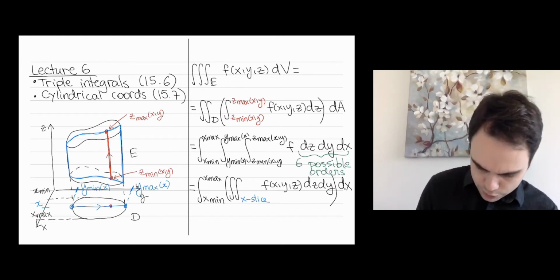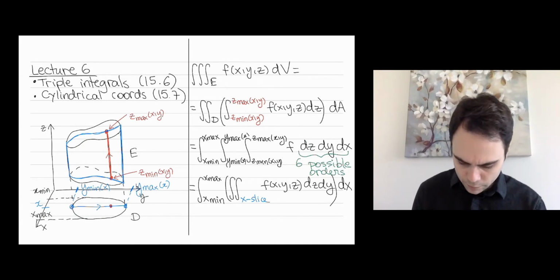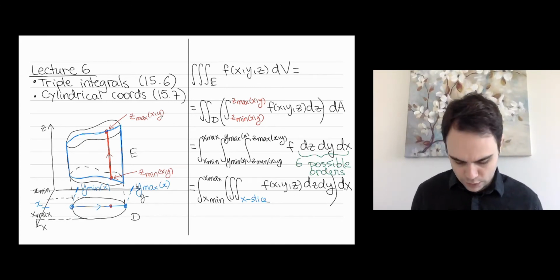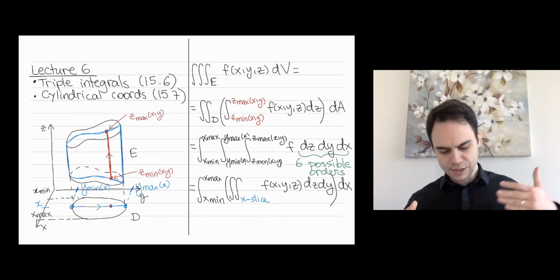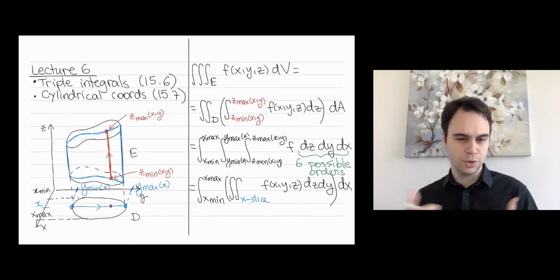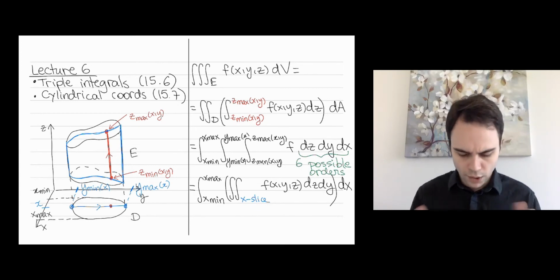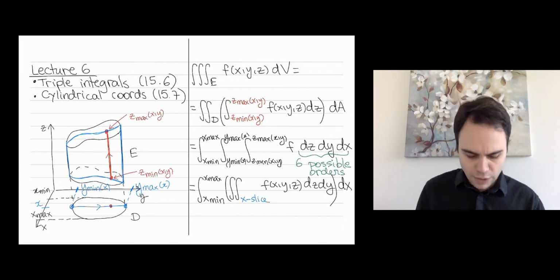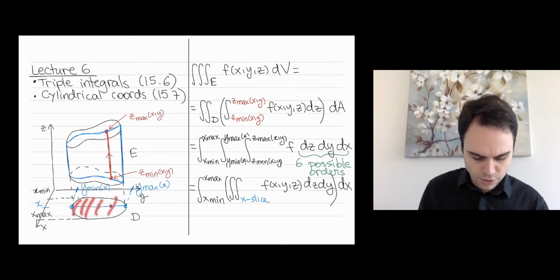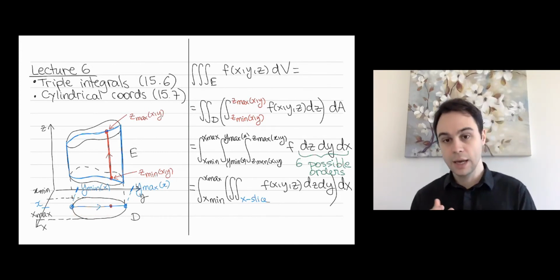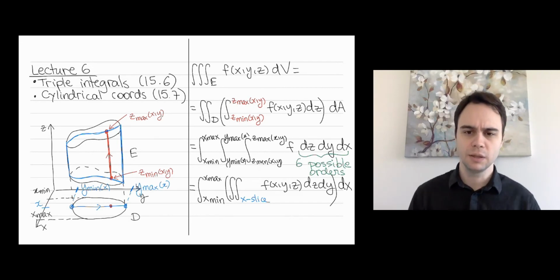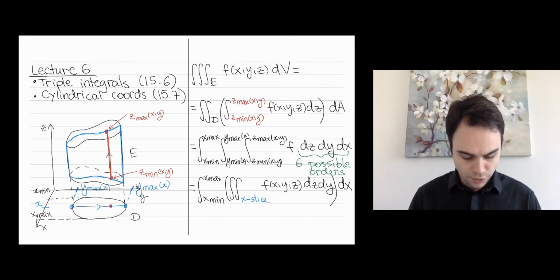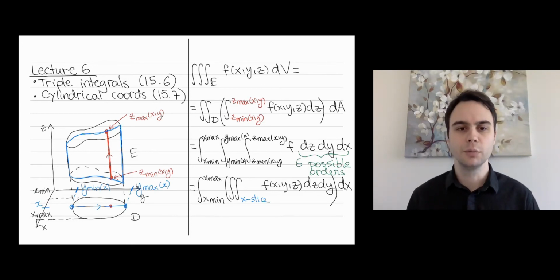And this corresponds to working, instead of with x slices, with y slices or z slices. Or I could be looking at the projection of my region not onto the xy plane, but onto the yz plane or onto the xz plane. Okay, so there are multiple possibilities, but they're all covered here if you just change the names of the variables.